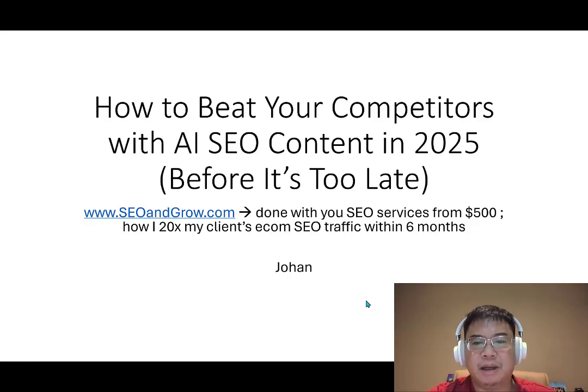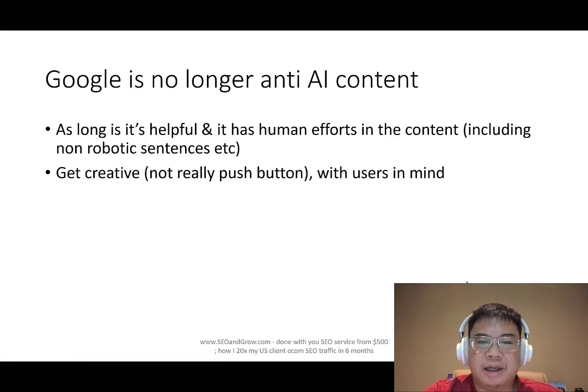So this is going to be about how to beat your competitors with AI SEO content in 2025 before it's too late. Because right now, as we speak, Google is no longer anti-AI content, as long as it's helpful and has human effort in the content, including non-robotic sentences. And it's highly recommended to get creative, not just a push-button solution for content generation with AI.